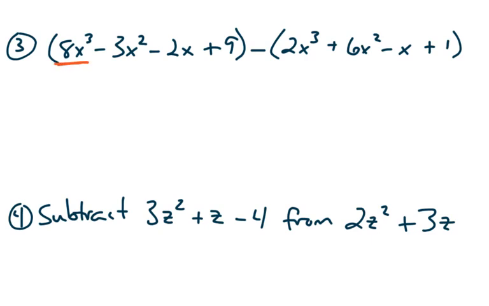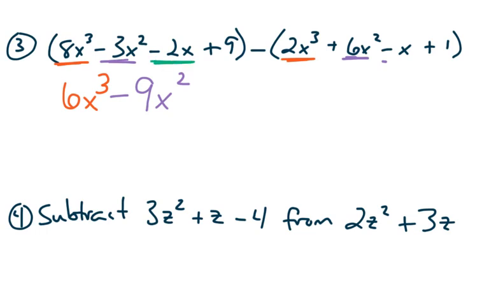Let's start with the biggest exponent. That would be cubed. And make sure we keep our signs in order. 8x cubed minus 2x cubed is 6x cubed. Just keep going down the line. Negative 3x squared, x squared's over here. Negative 3 minus 6 is negative 9x squared.